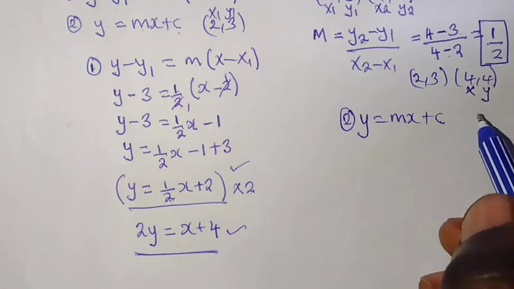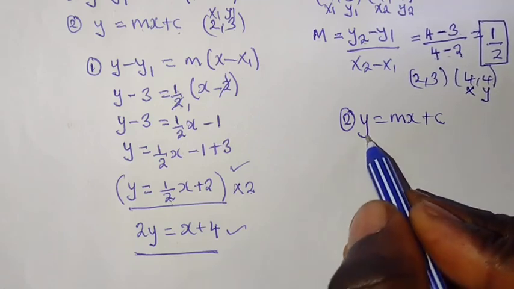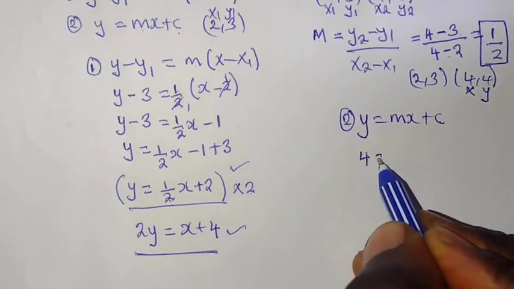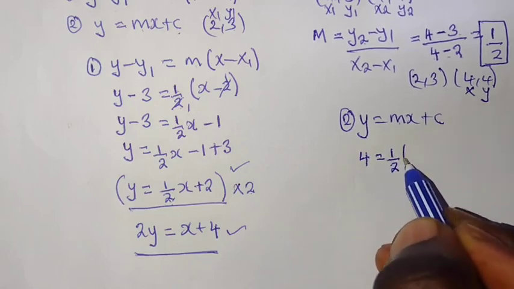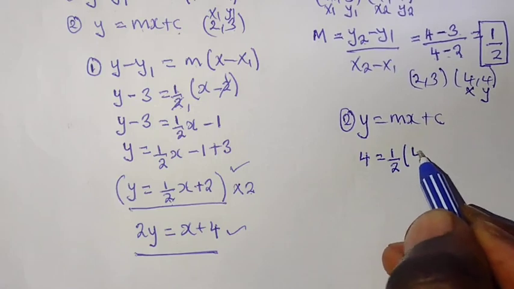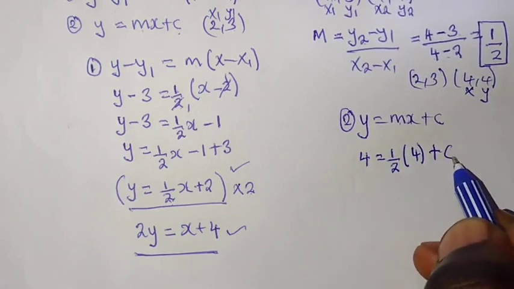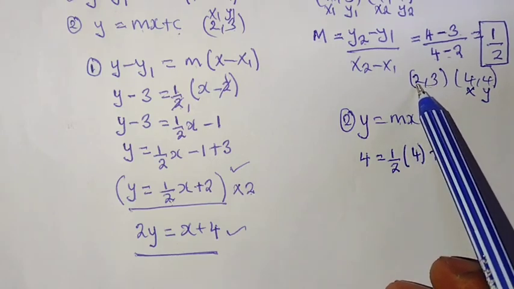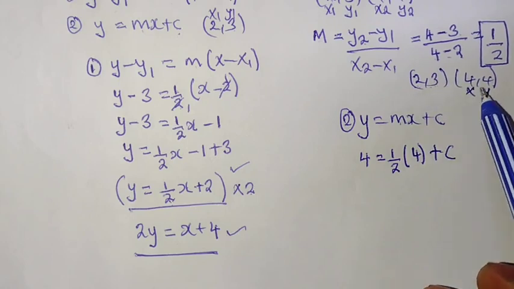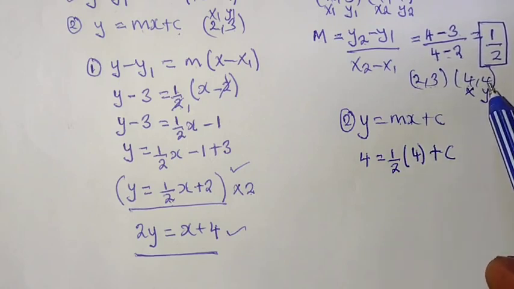Okay, now remember the gradient is 1/2, so you can substitute on y, put a 4 equal to, where there is gradient you put 1/2. Okay, then x you are going to put a 4 like this, then plus a c. So if you want, you can pick this one. If you pick 2, 3, your x will be a 2, your y will be a 3. But if you pick this one, your x is a 4, the y is a 4.